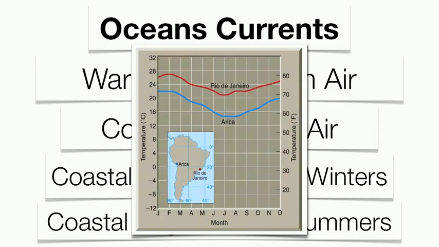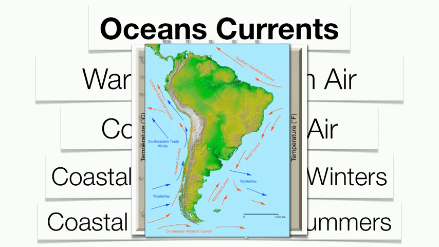So again, you take a look at Arica and Rio de Janeiro. They have dramatically different temperatures because they're close to different types of ocean currents. You see that Arica is near a cold water current and Rio de Janeiro is near a warm water current. So very interesting to see that ocean currents have a major influence on the climate of two cities that are about the same latitude.